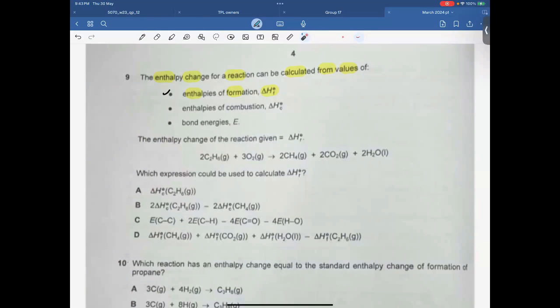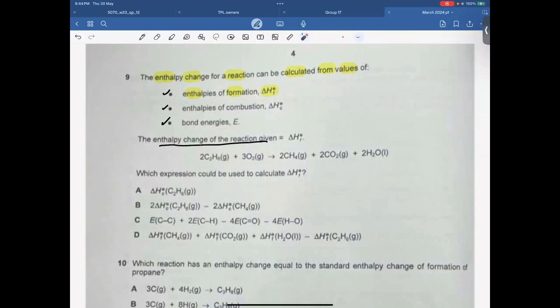Similarly, we can find the enthalpy change of reaction by using the combustion data given in the table. It is also correct. And we can find the enthalpy change of reaction by using the bond energy values. All right. So all these data, if given in the question, we can find the delta HR, that is enthalpy change of reaction for any equation.